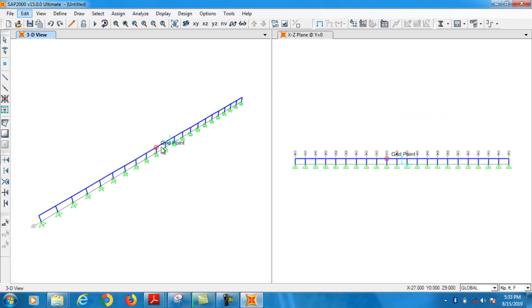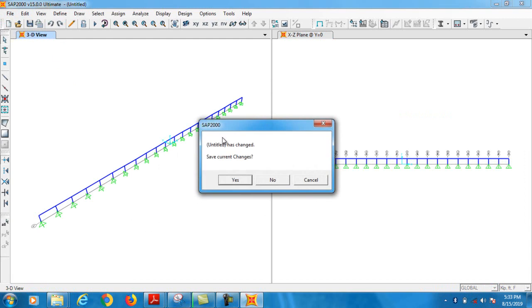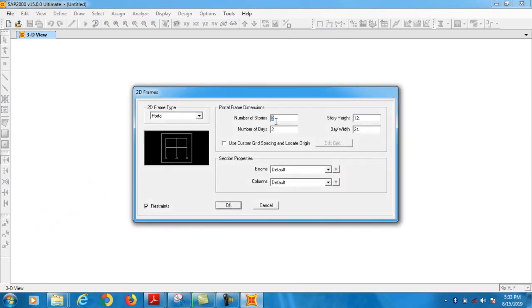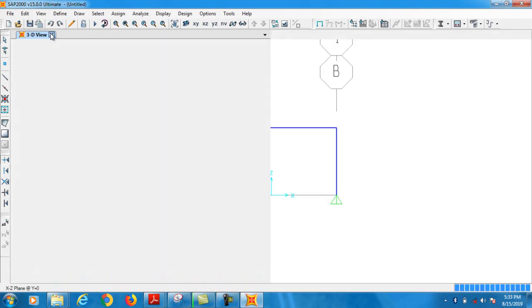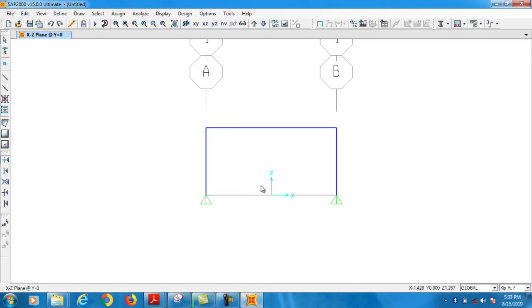How much will I insert? I will insert number of bays equals 1, story height is 9 feet, and bay width is 18 feet. Make sure you are in the X-Z plane. We don't need this portion.